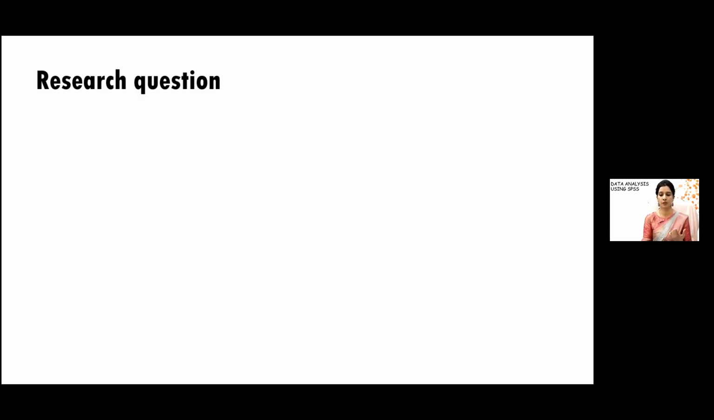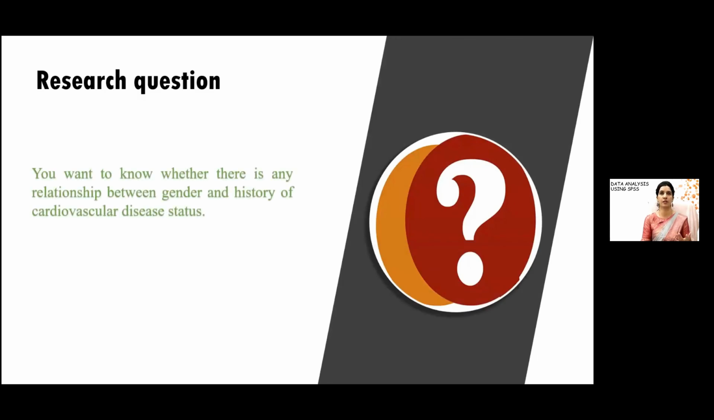So the common research question is, if you want to know whether there is any relationship between gender, that is male and female, and gender is which type of variable? We talked about gender yesterday. You can unmute and answer. Nominal. Why is it nominal, Manoja? Why is it not ordinal? Ma'am, there is no order.